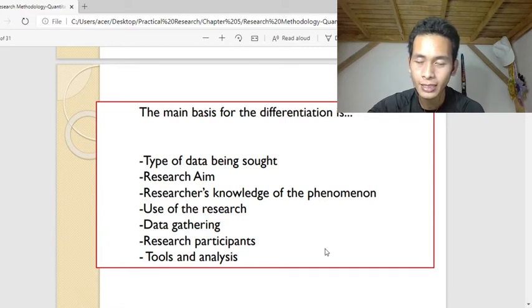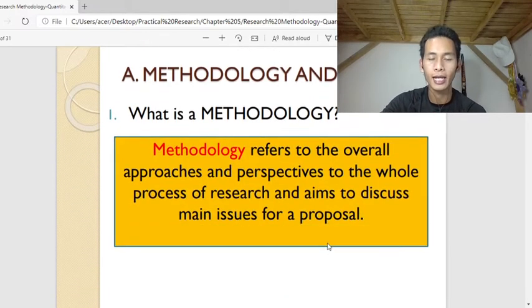Use of the research, lahi-lahi sila og use. As to data gathering, di ba? They differ as to data gathering, lahi-lahi og methodology. Participants, di ba? Kinahanglan sa quanti, not too small, not too large number of sample size or participants. But sa quali, okay rang gamay, okay pud nga daghan. Also, they differ as to tools and analysis.